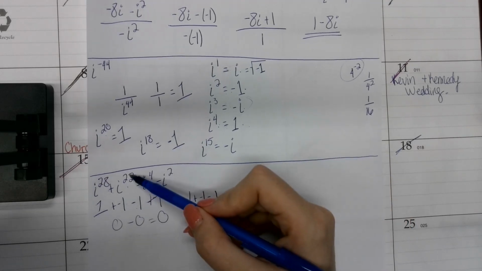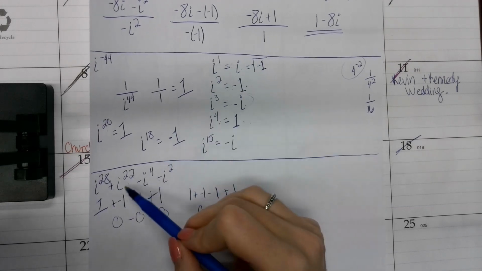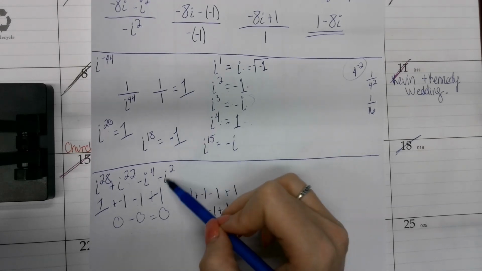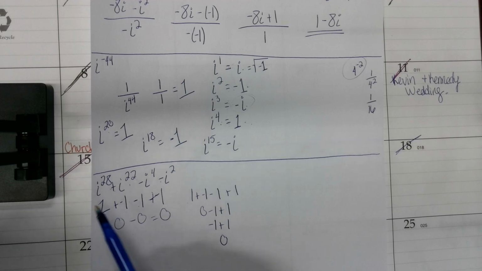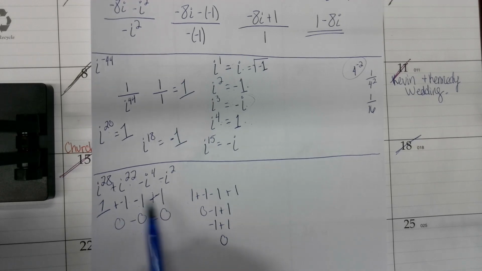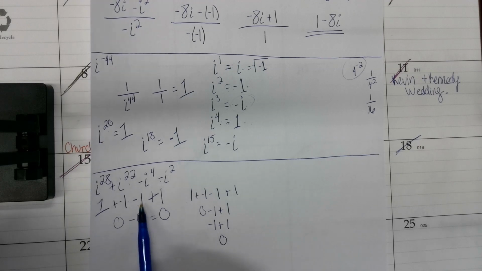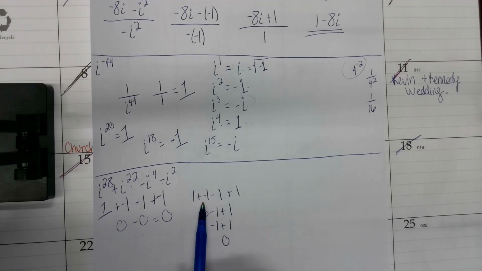i to the 22nd, it's an even number, it's not divisible by 4, so it's going to be i squared. Then i to the 4th obviously is 1, and i to the 2nd is negative 1, and they gave me the plus and the minuses here. So I substituted what needed to be, so I had positive 1, negative 1, positive 1, negative 1, and the subtract negative here turned to the plus sign. 1 plus negative 1 is 0, subtract 1 is negative 1, plus 1 is 0.